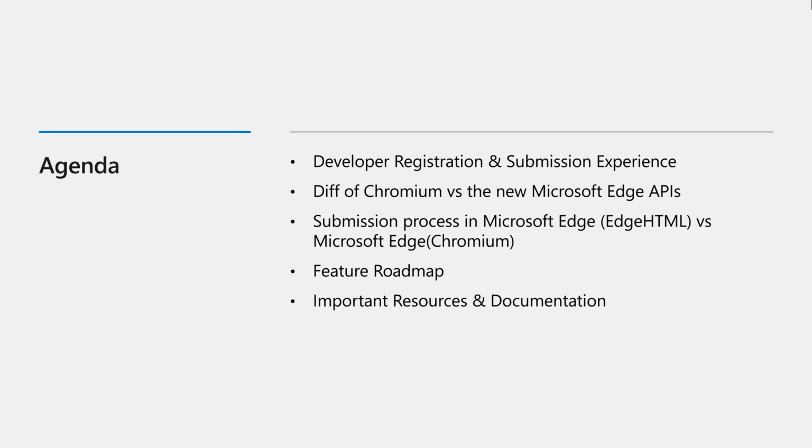I will also give a very quick sneak peek into the differences between the Chromium APIs and the new Microsoft Edge APIs. And also for those of you, again, who are used to the legacy Microsoft Edge processes, a quick difference between the old processes versus the new processes. Also, a quick walkthrough onto the feature roadmap and any important resources that we have to make the process easier. With that said, let's go ahead into the actual registration process.